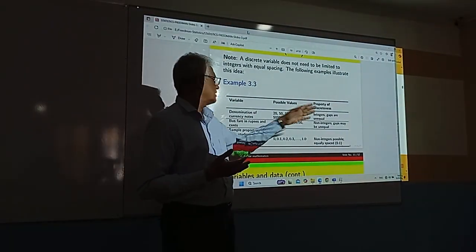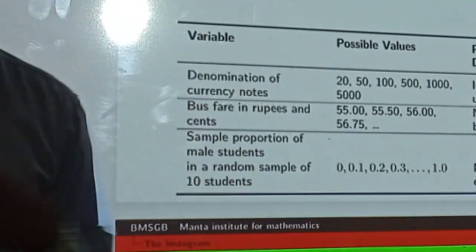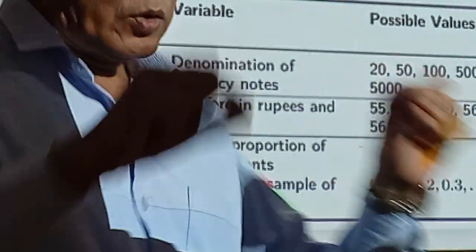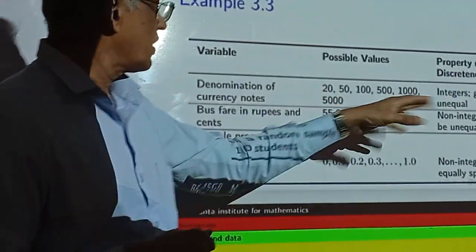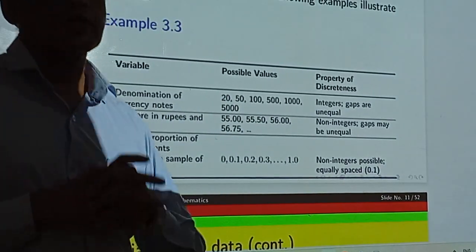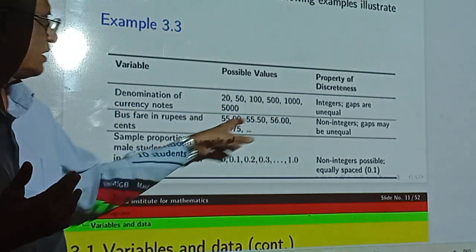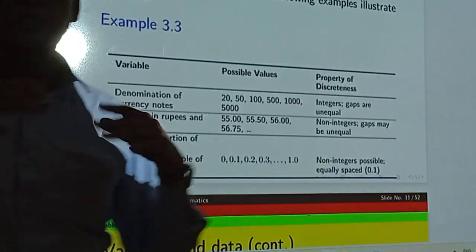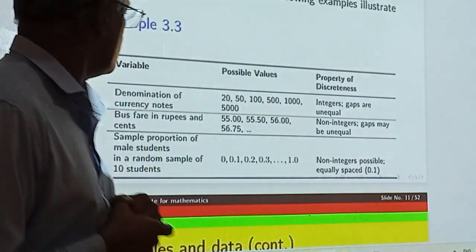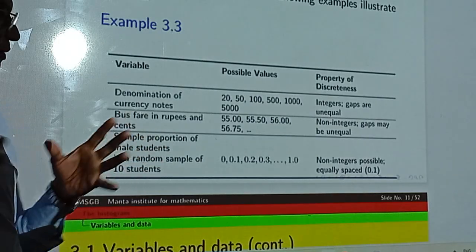And if you consider, for example, bus fare in rupees, bus fares are like this. Again, the gaps are not the same. There are only some distinct values, so this is a discrete set. Even though some people think that discrete values cannot take decimal points, no, it's not like that. Here we have decimal points, but still this set is a countable set. So therefore the variable is discrete, the gaps are not the same, and decimal numbers are possible.